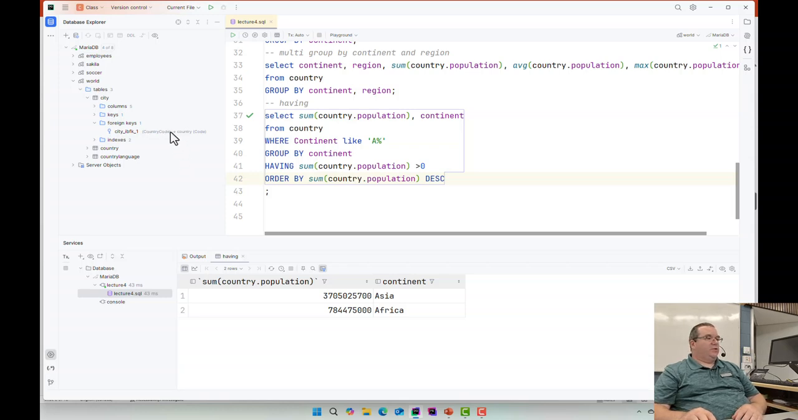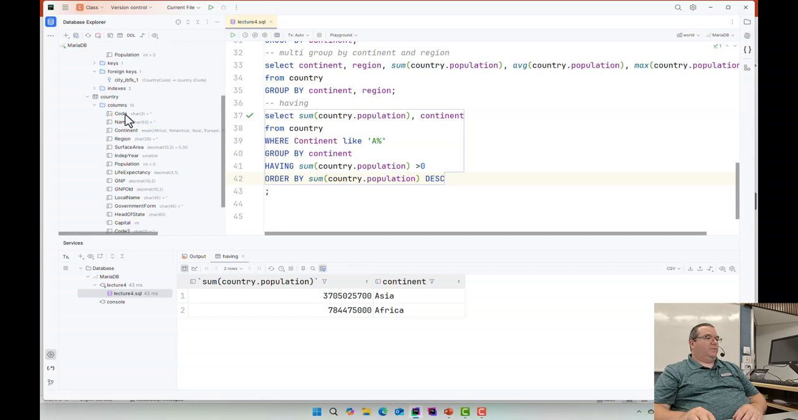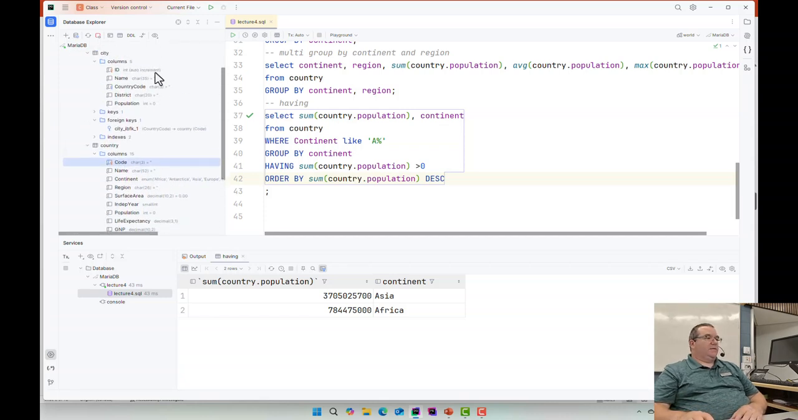It says country code is fed by country code. So in other words, saying the country code column here, the values must exist in country, specifically in the code column. So you cannot add a value to this column unless it exists here already. That way we don't have orphaned cities.